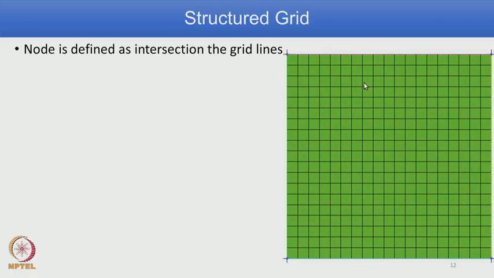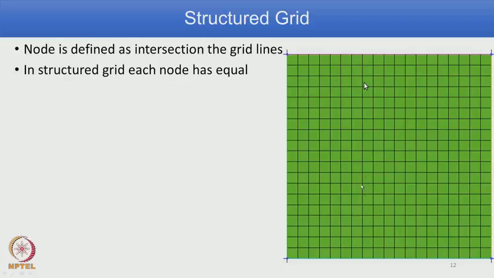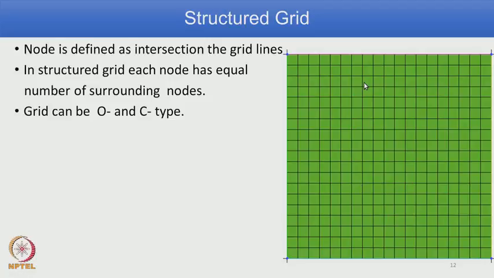So, a node is defined as the intersection of grid lines. As I mentioned before, if you take one horizontal line and one vertical line, the intersection point is a node. In a structured grid, each node has the same number of surrounding nodes.